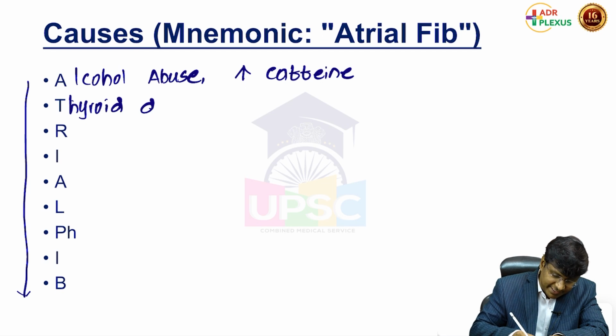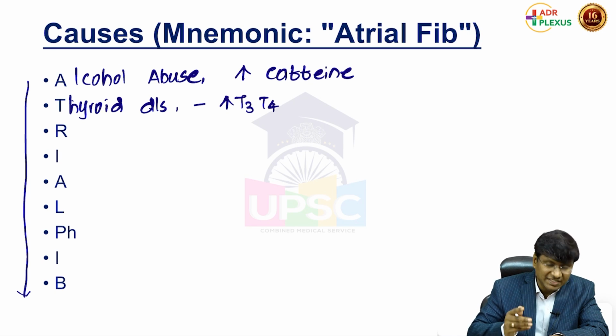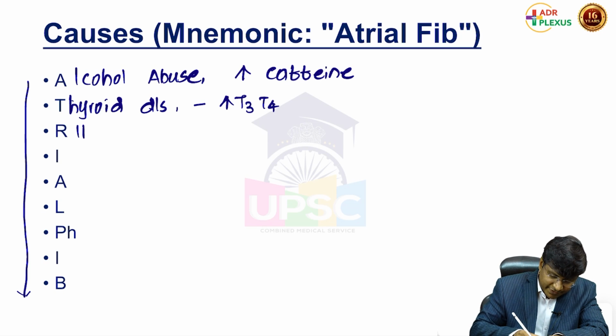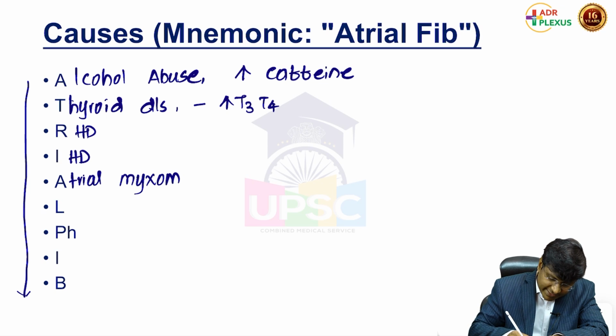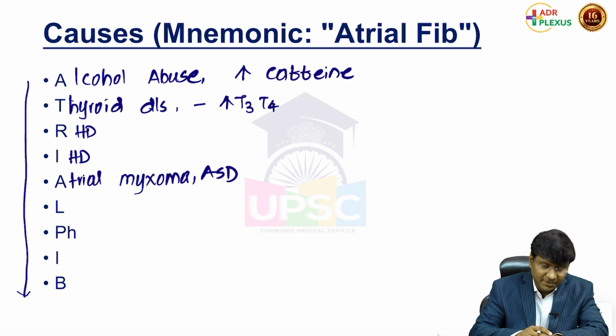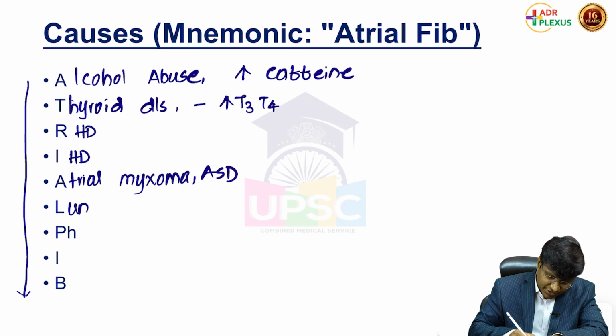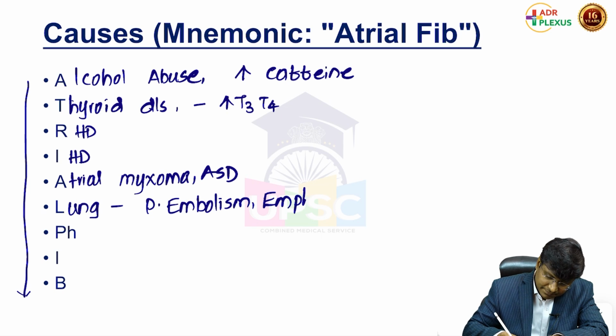And what is this thyroid disease? That includes hyperthyroidism, that is thyrotoxicosis. R stands for rheumatic heart disease. I stands for ischemic heart disease. A stands for atrial myxoma, as well as atrial septal defect. L stands for lung pathology. What is the lung pathology? That includes pulmonary embolism as well as emphysema.